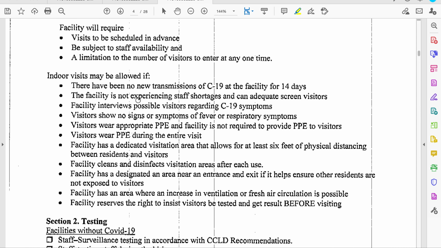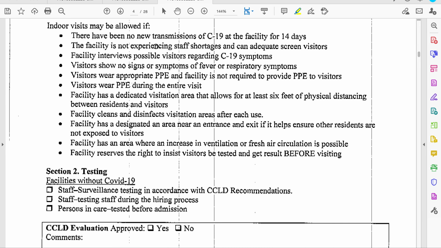The facility will require visits must be scheduled in advance. Facility will require that visits must be subject to staff availability. And there is a limitation to the number of visitors to enter at any one time. Indoor visits may only be allowed if there have been no new transmissions of COVID-19 at our facility for the past 14 days. If there has been a new transmission, indoor visits are not allowed.